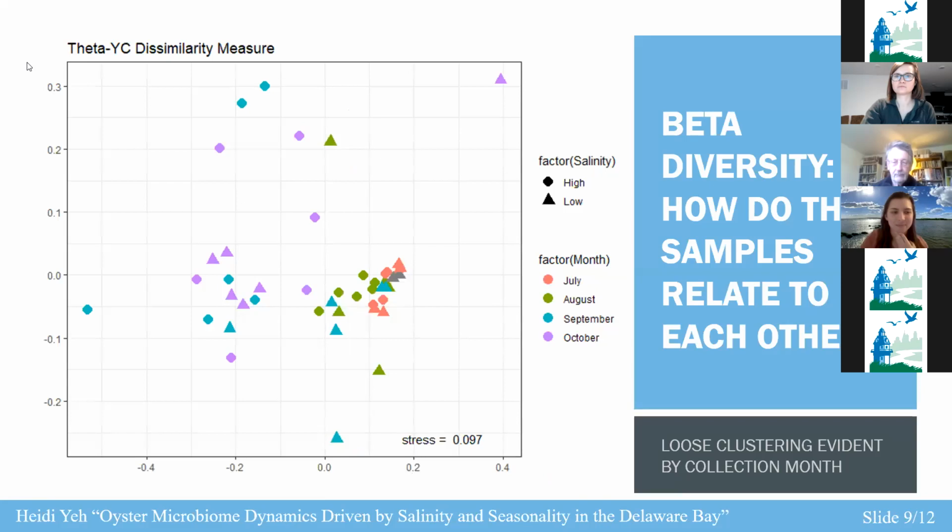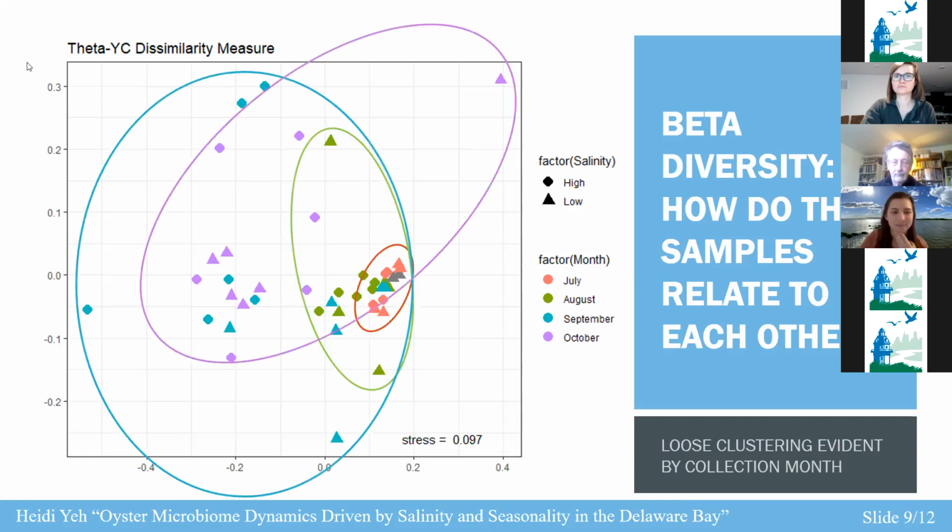Looking at the beta diversity of the samples, which is the similarity of the samples to each other when the composition and the weighted abundance of taxa are taken into consideration, such as with the theta YC dissimilarity measure. In this plot, the collection month is indicated by color and the salinity is indicated by shape. Samples are most tightly clustered in the month of July and become progressively looser in their associations over the season. Salinity does not seem to have any organizing influence within this plot.